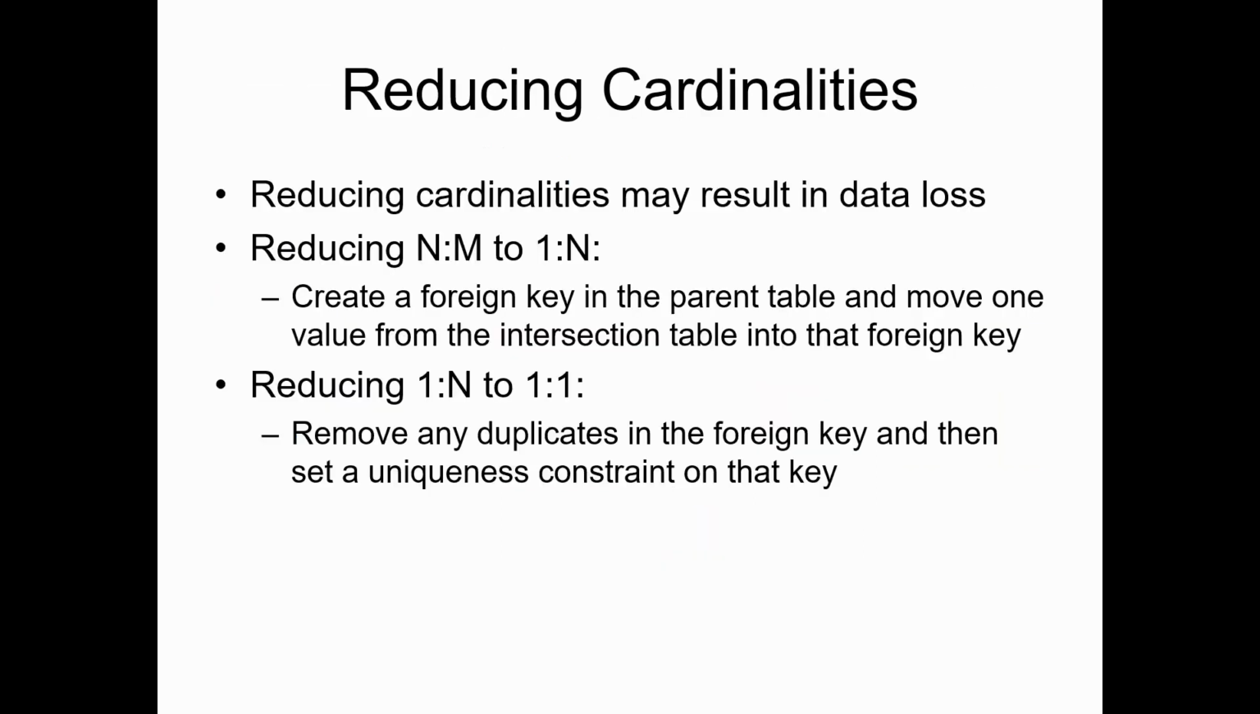When reducing cardinalities, you have to be careful since it may result in data loss. To reduce many to many to one to many, create a foreign key in the parent table and move one value from the intersection table into that foreign key. To reduce from one to many to one to one, remove any duplicates in the foreign key and then set a uniqueness constraint on that key.